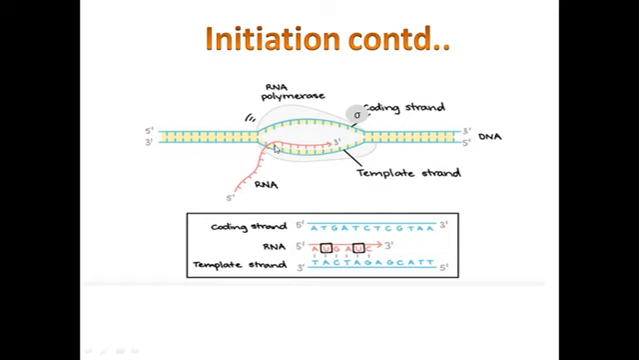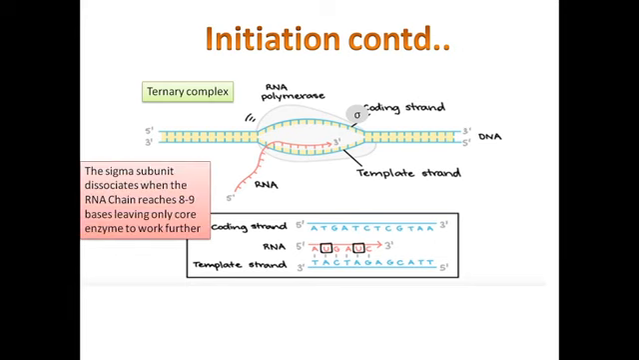This is now a ternary complex, an open ternary complex. Why open? Because the DNA has melted a bit. And here we now have three molecules of different chemical nature. One is RNA polymerase, an enzyme, another is DNA, another is RNA. So it is now a ternary complex.